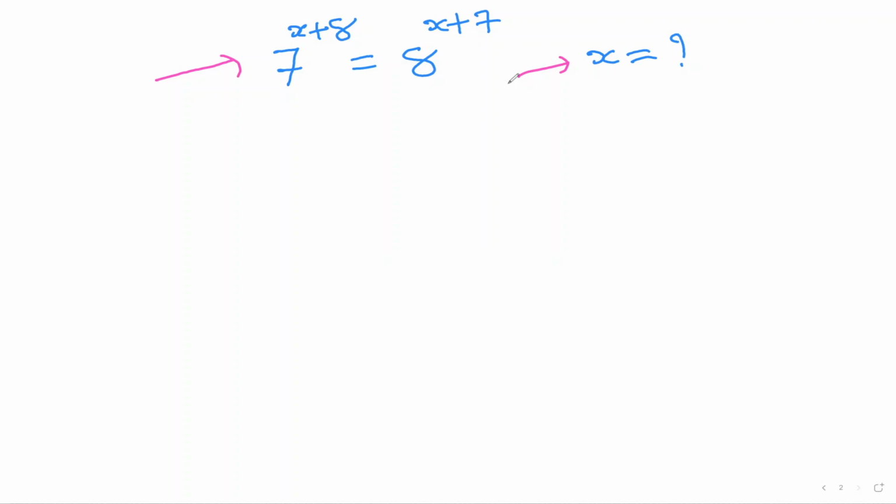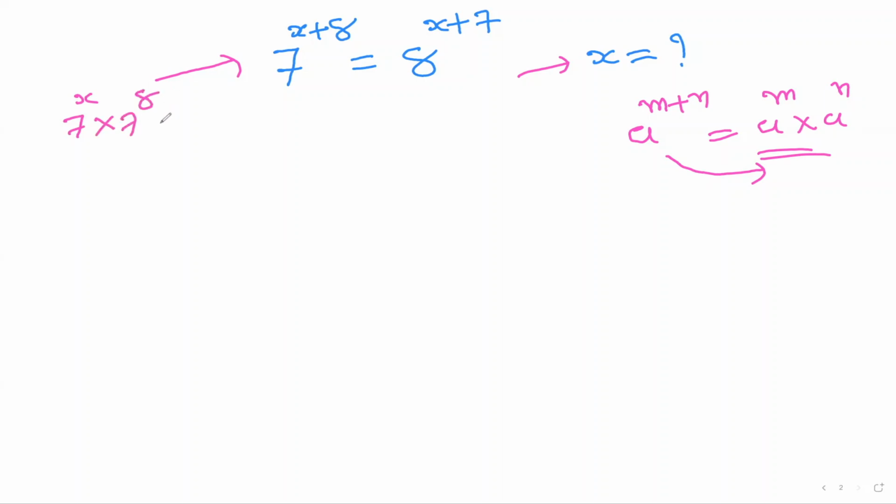Let's get started, guys. So 7 power x plus 8. We do have a rule. Let us say if we have a power m plus n, I can write that as a power m multiplied by a power n. When we multiply, we add the powers, and that works both ways. So here in this question, we are going from there to there. So 7 power x plus 8, I'll write as 7 power x multiplied by 7 power 8.